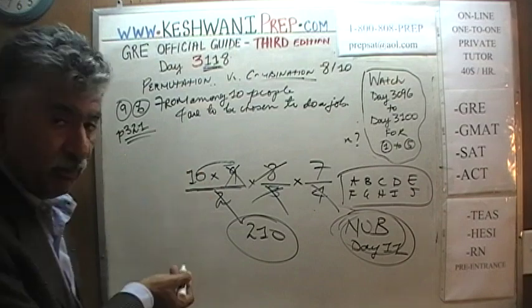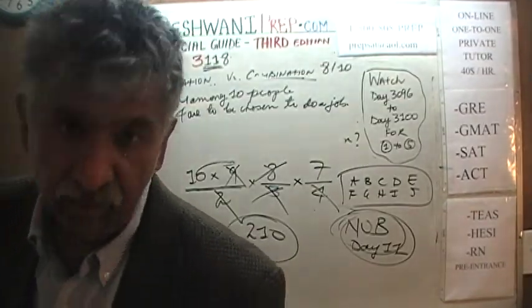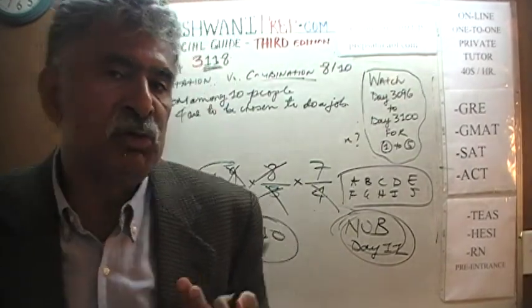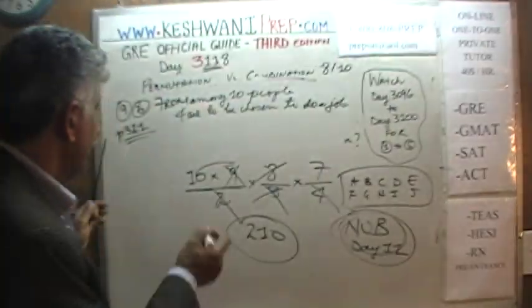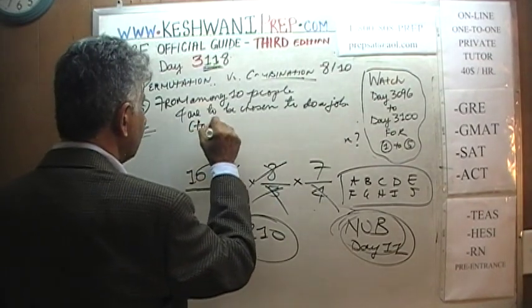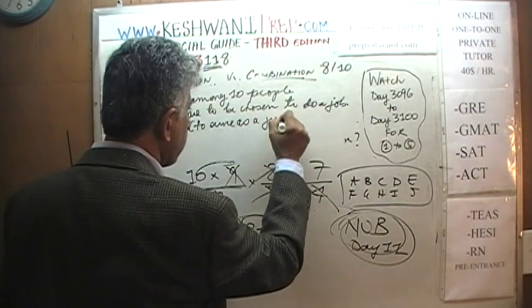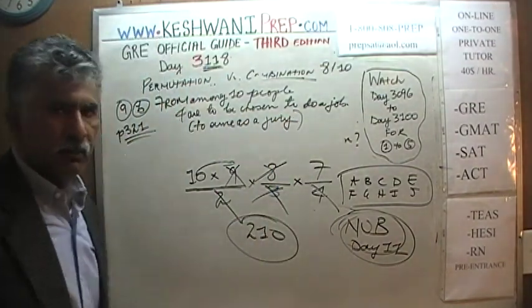I'm not going to write all this down. The question is, how many different ways can we pick 4 people to do a job? Now, in the exam, they're not going to say to do a job. They're going to actually give you a job, whatever job you like. For example, they might say 4 people are to be chosen to serve as a jury.